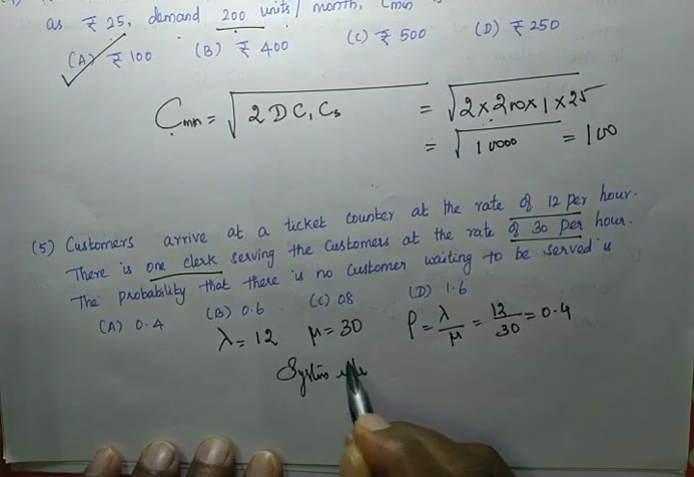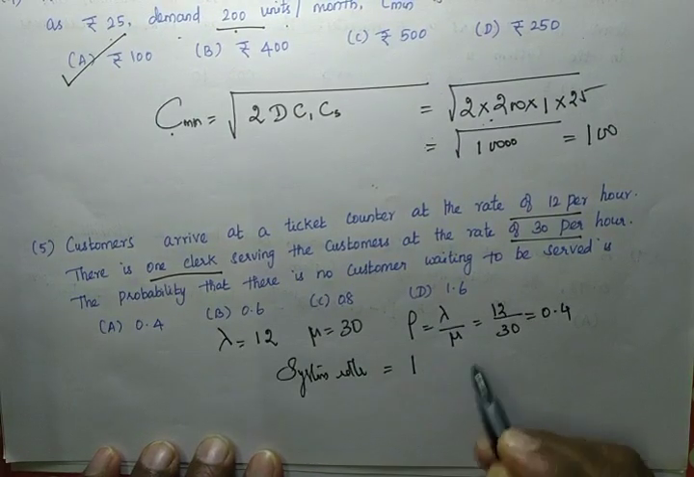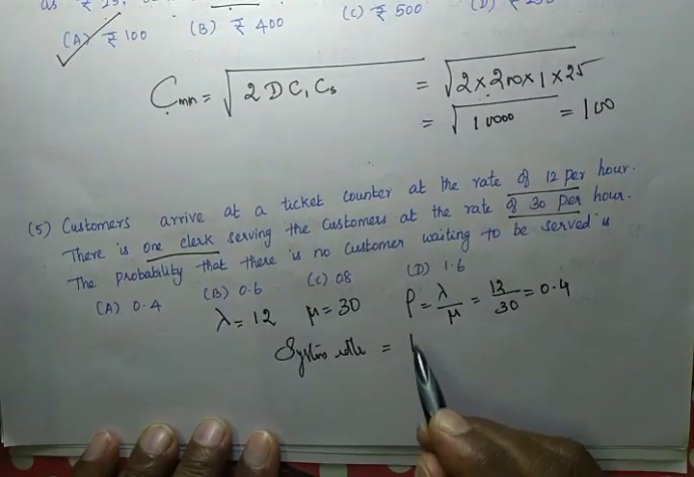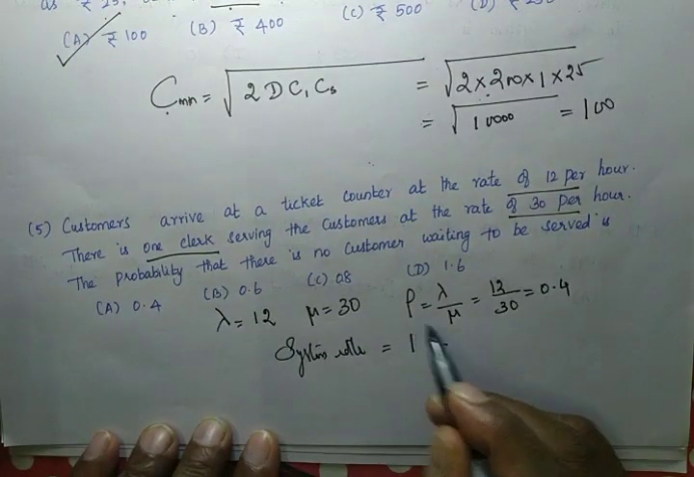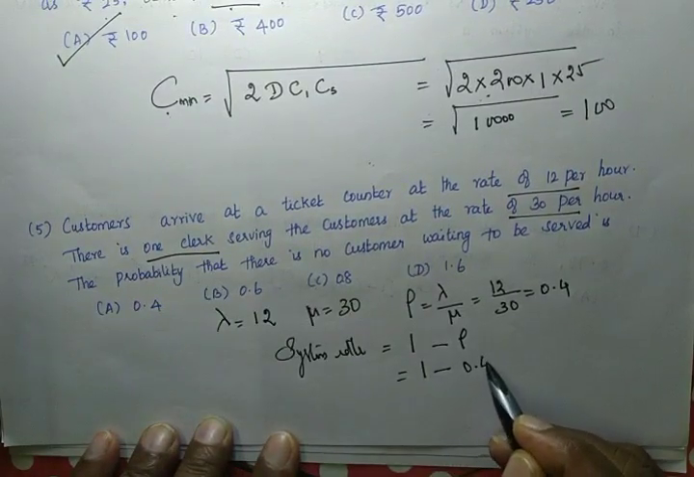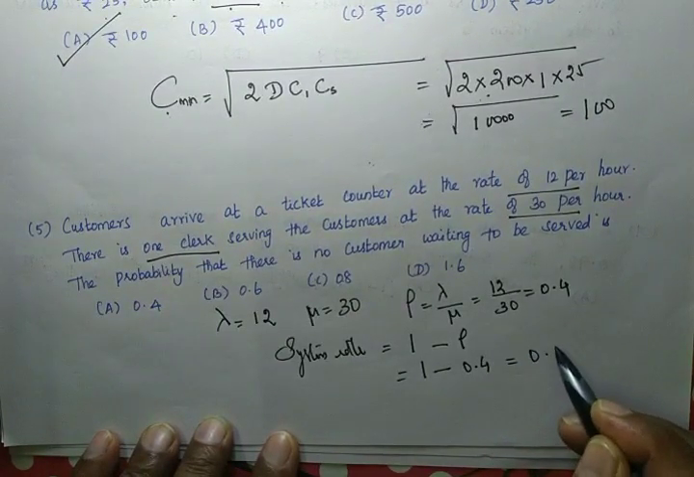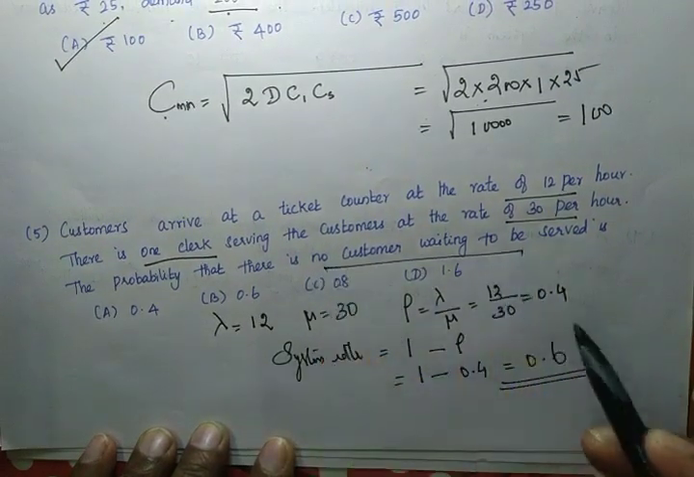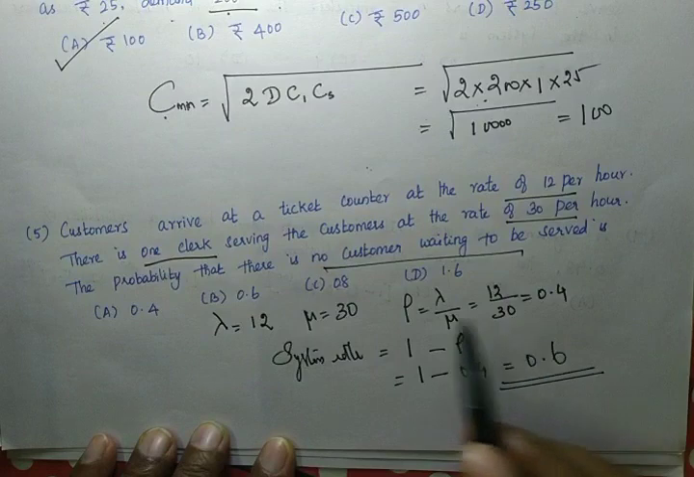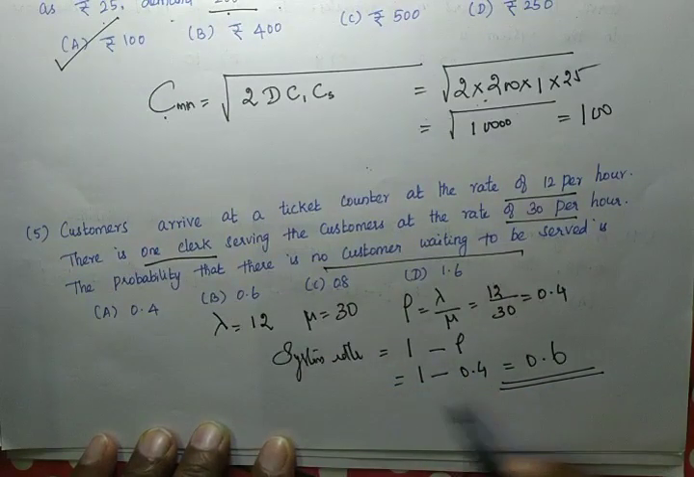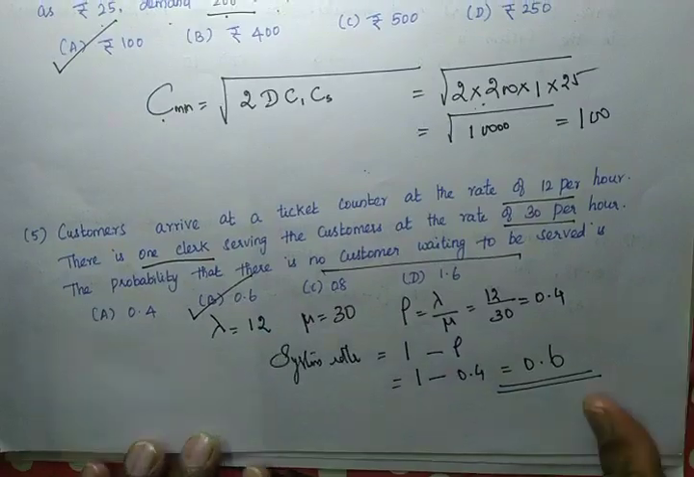System idle. So 1 means the total value of probability is 1. That maximum value is what? 1. 1 minus how busy the system is, what? Rho. So 1 minus 0.4 gives us 0.6. So the system is idle, there is no customer waiting to be served. No customer means the clerk will be idle, without doing any service. So the idle probability is 0.6.